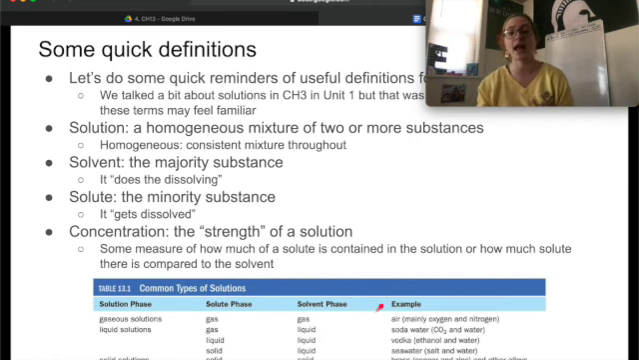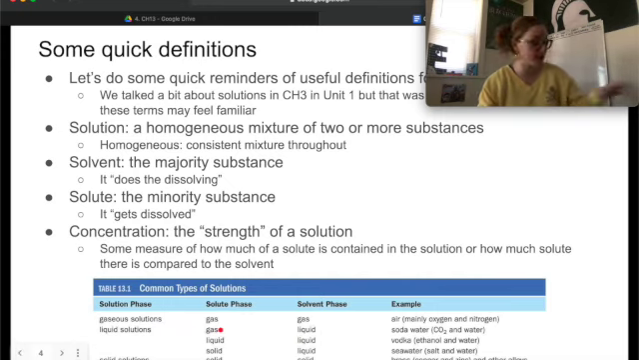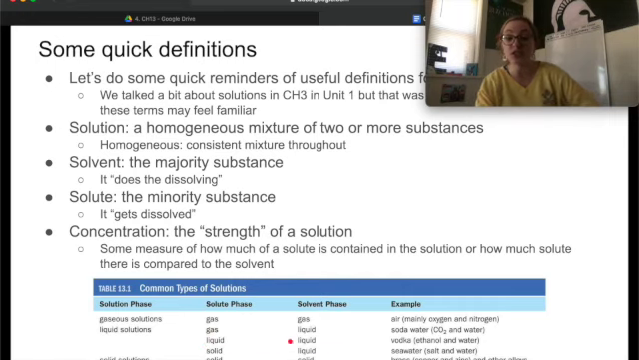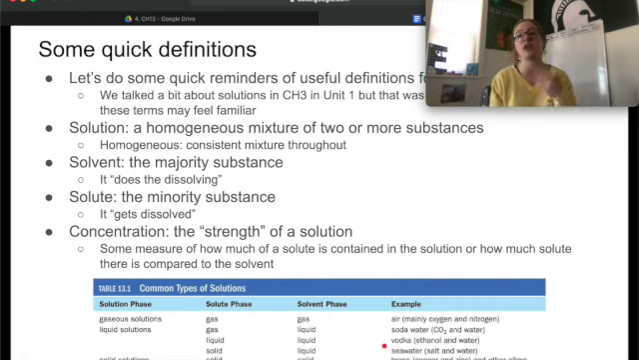We also might have solutions in the liquid state. This might be a gas dissolved in a liquid, like my Mountain Dew. Or that might be two liquids dissolved in each other, like it says here, vodka, ethanol, and water. The alcohol we drink is ethanol. So ethanol and water would be an example of a liquid dissolved in a liquid to make vodka. Well, to dilute the vodka enough so it's relatively drinkable.